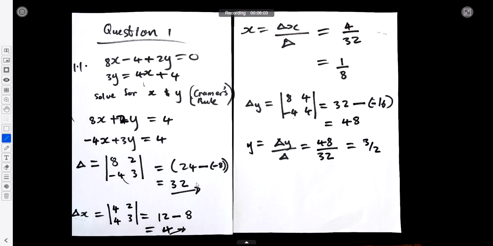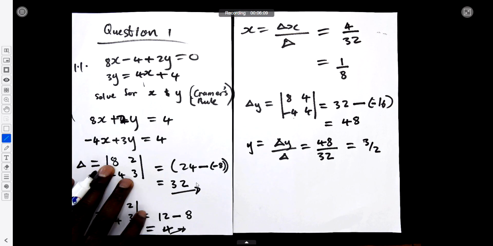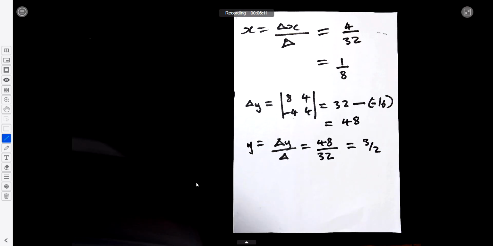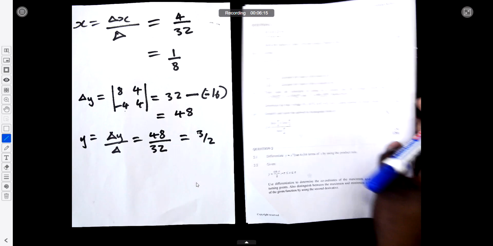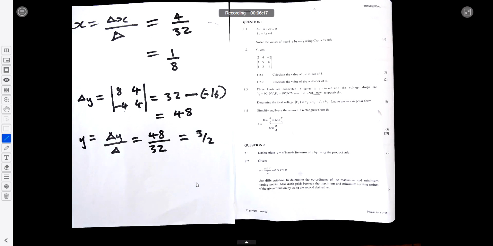Yeah, so you can have 1.5. So that's how we're supposed to solve for x and y using Cramer's rule. So I just want us to look into question 1.2. 3 minutes.